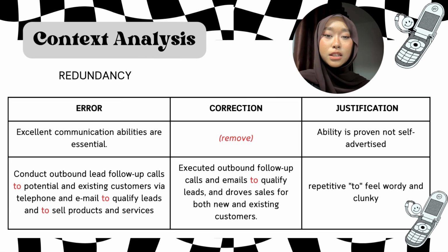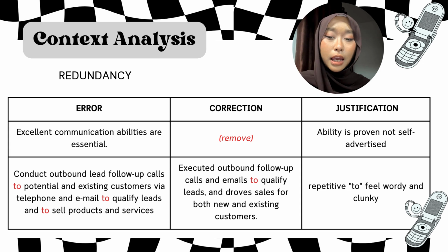So the last one is context analysis, redundancy errors. As we see in the table, the error says excellent communication abilities are essential. If you read it again, it sounds like a company is advertising their job instead of a candidate applying for a job. Even if the candidate were to apply for a job, it should not sound like an advertisement. It should sound like a job that has been proven by the employers before. And this is why I decided to remove it as a whole sentence.